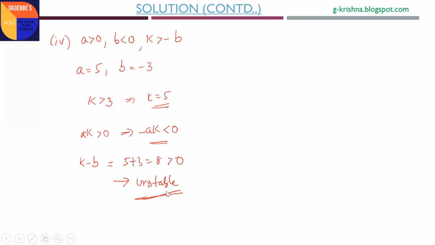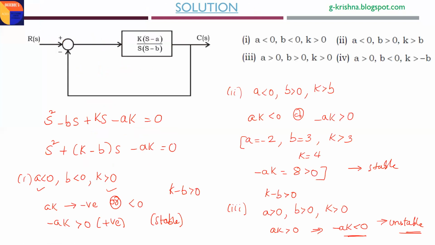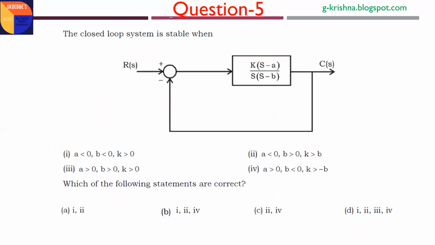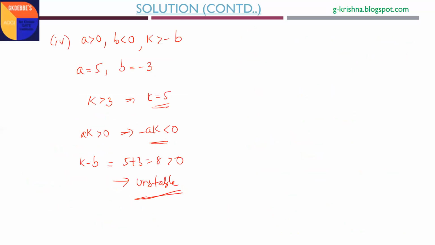So which statements are correct? For closed loop stability, only the first and second statements are correct. The third and fourth statements are unstable systems. So only 1 and 2 are correct. For the question of which of the following statements is correct, obviously we have to select option A. Hence the correct option is A.